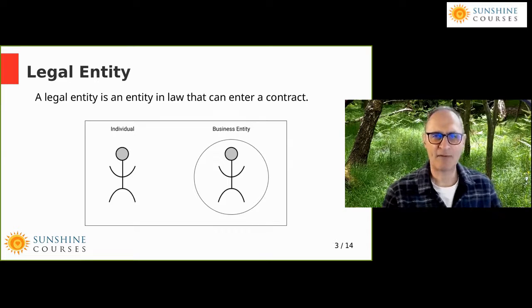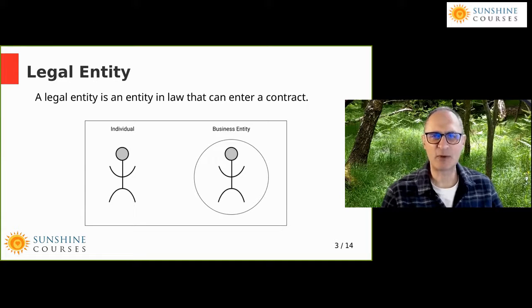So this is how you have a company, some of those very big corporates, Novartis, IBM, Microsoft, these are very big corporations. They can enter contracts in their own name, in the same way that you and I can enter contracts. So when we're doing accounting, what we're accounting for generally is the business entity, not the individual. Generally, that's pretty obvious and pretty common sense.